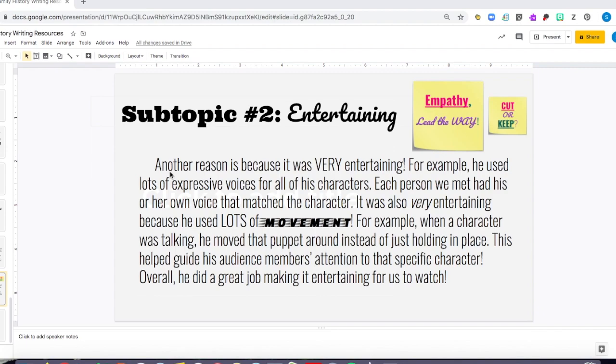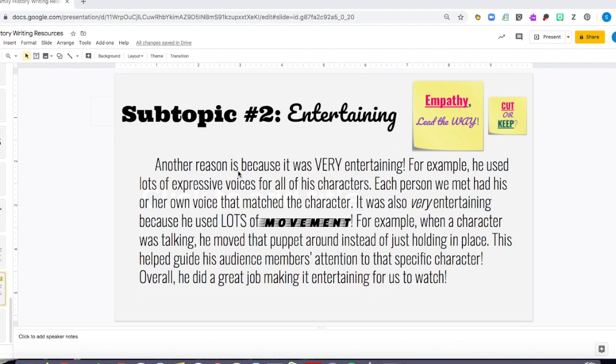By the way, if you have done your work on Google Docs, then you'll be able to go through and use empathy, lead the way, the same way that I am modeling it today. If you did it on paper, then you'll just get a revision pen and you'll write your questions directly onto your paper. Okay? Let's get started.